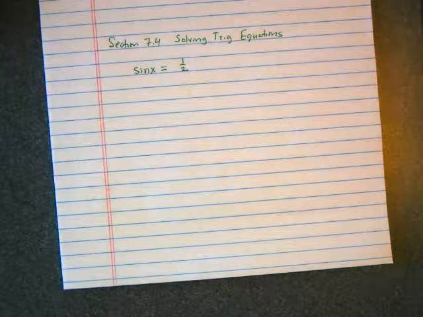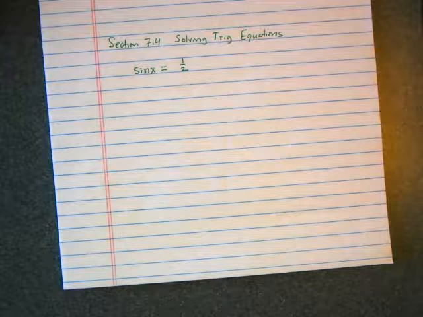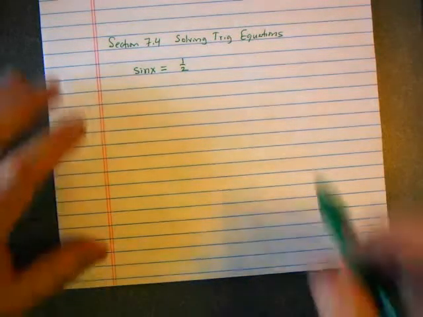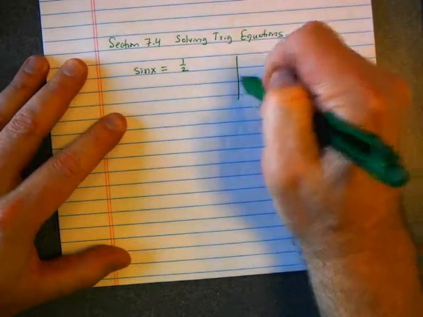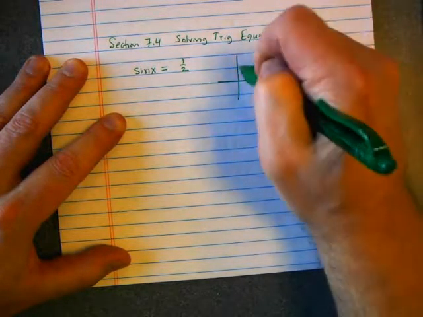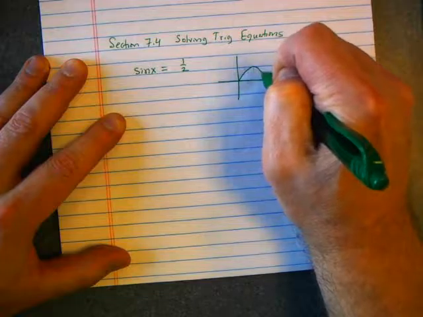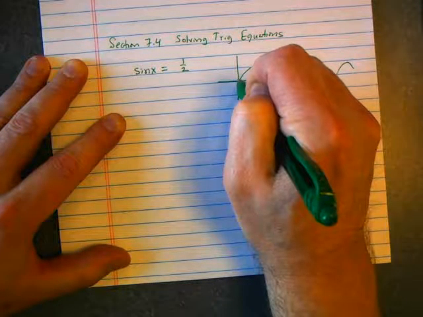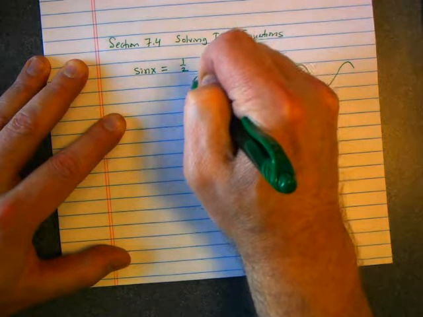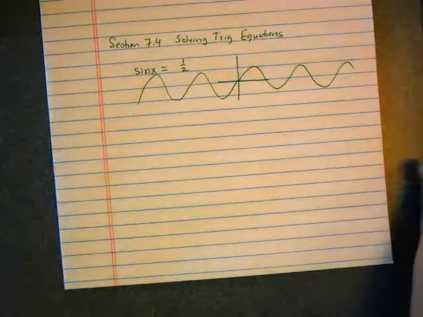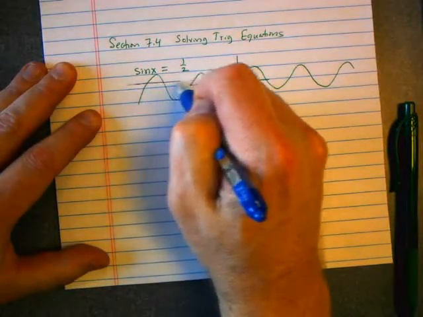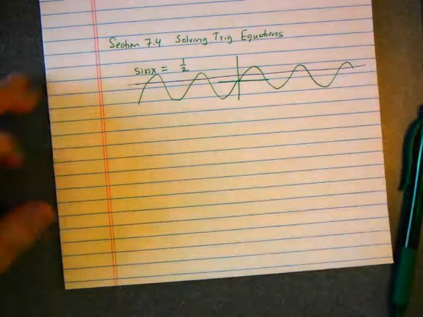All right, so think of what the sine graph looks like. The sine graph looks like this, and it keeps going, right? And it keeps going this way. And then if I draw y equals a half, it's right about here. So how many answers are there? A lot. In fact, there are an infinite number of correct answers.